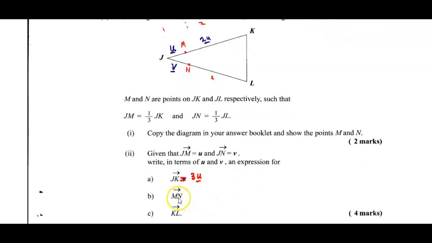We want to find MN. MN here is the resultant, so let's put the resultant on it. So MN. Okay, so to get to MN, we can travel MJ, which will be minus u, and then JN, which is v. So we can write that down. MN would be minus u plus v.